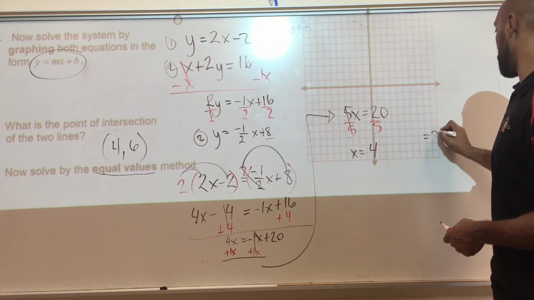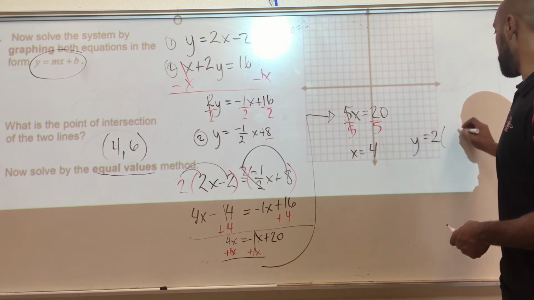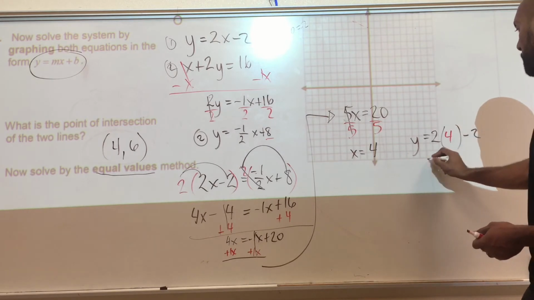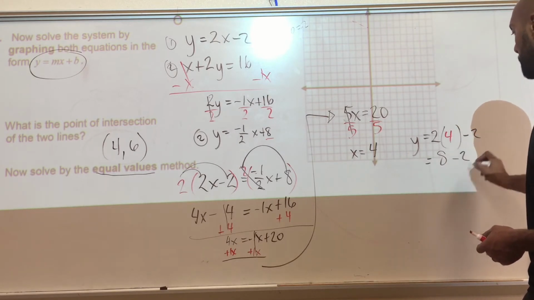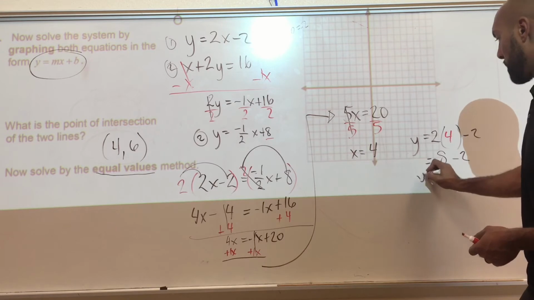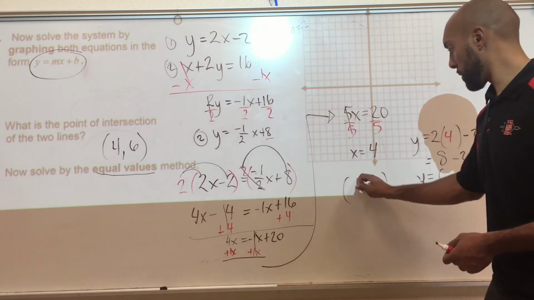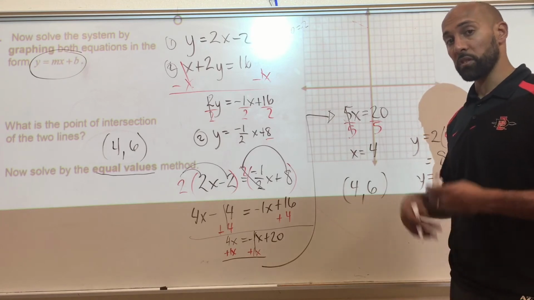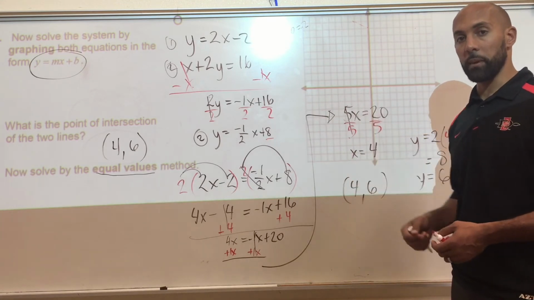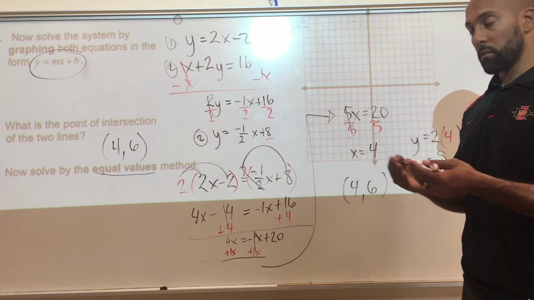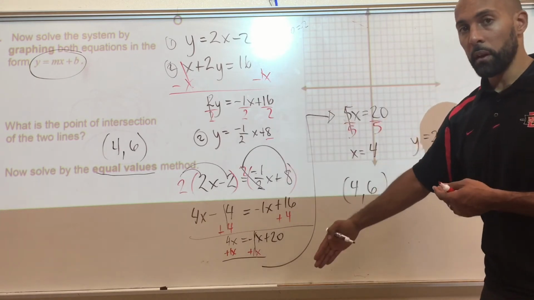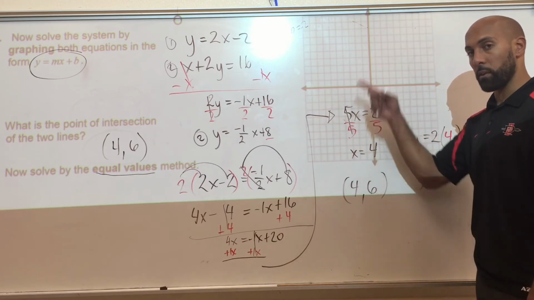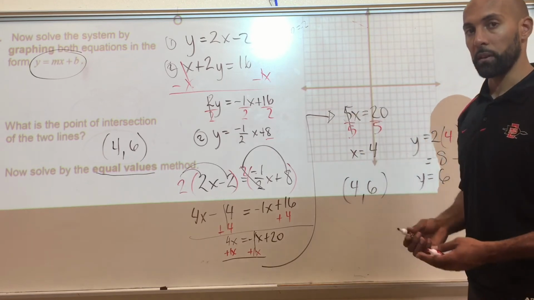So y equals 2 times 4 minus 2, which is 8 minus 2, which is 6. And again, we get the same answer, 4 and 6. So make sure when you go through those 3 problems, you should get the same answer. Let's say you go through all 3 of them, and 2 of them have the same answer. There's a good chance that the one that has a different answer is probably the one you messed up on.